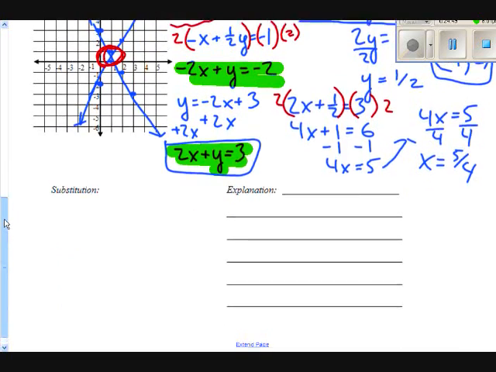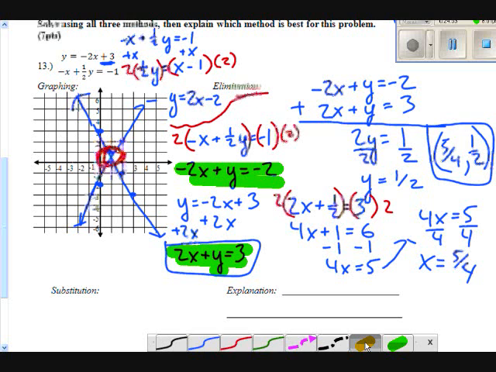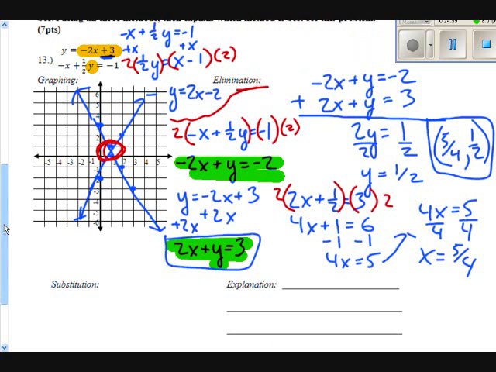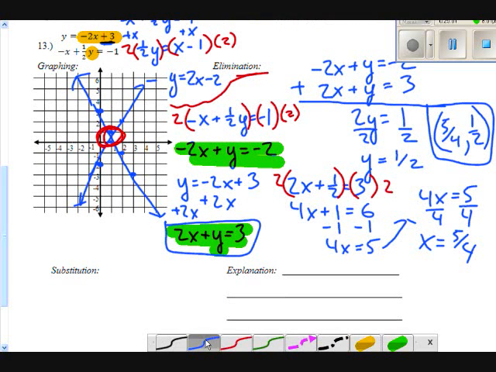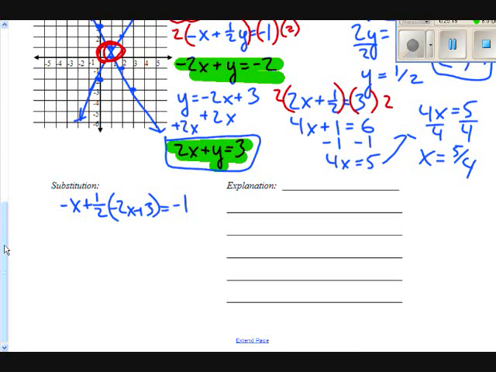Let's check it with substitution, because I do have to do substitution. What's nice about this one is substitution. This first equation is already solved for y, so I've just got to plug that in to my second equation. Okay? So let me plug it in. So I've got negative x plus 1/2 times y, but instead of y, I'm going to use the negative 2x plus 3 equals a negative 1. All right, and now I've got to solve this for x.